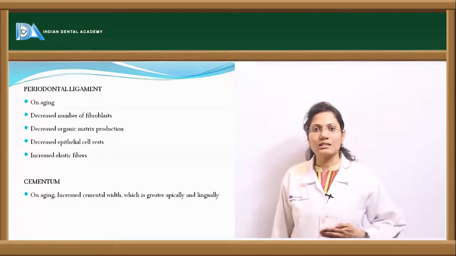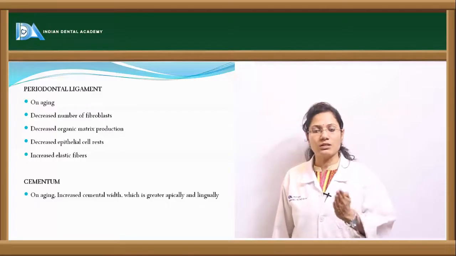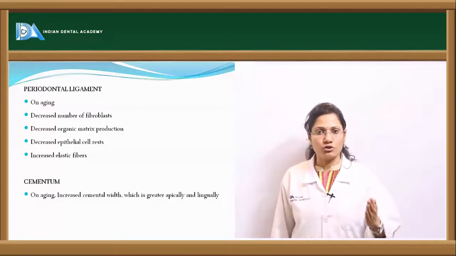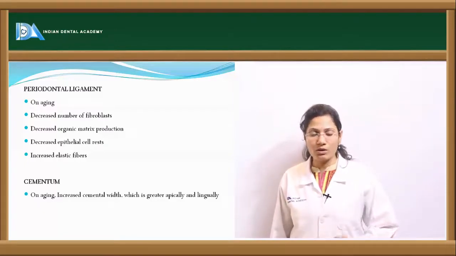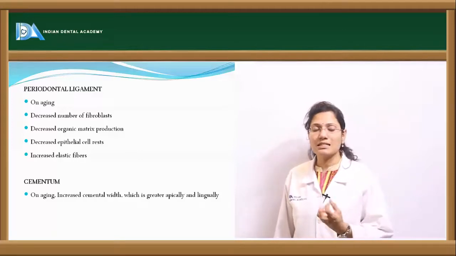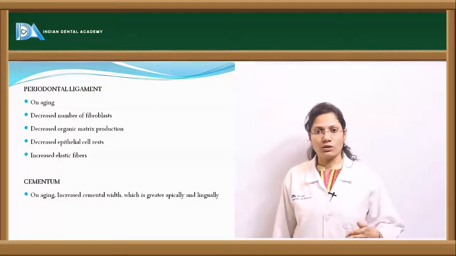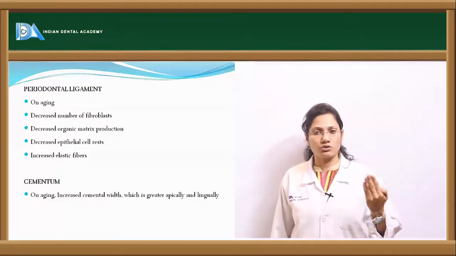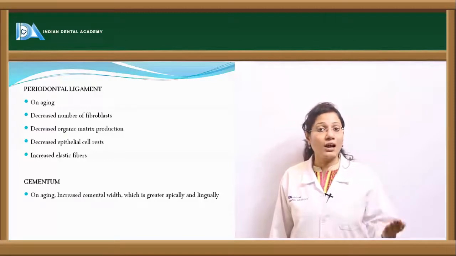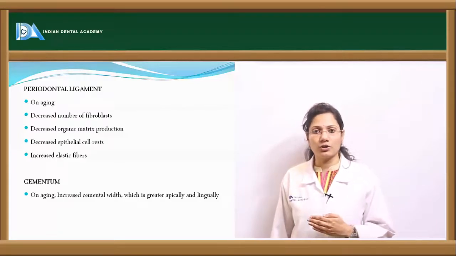The synthetic cells include the ones which synthesize something. That is, fibroblasts which synthesize your collagen, osteoblasts which can form the bone, and cementoblasts which form your cementum. The resorptive cells are the ones which resorb. They are your cementoclasts which cause resorption of cementum, your osteoclasts which resorb the bone, and your fibroblasts themselves which break down your collagen.